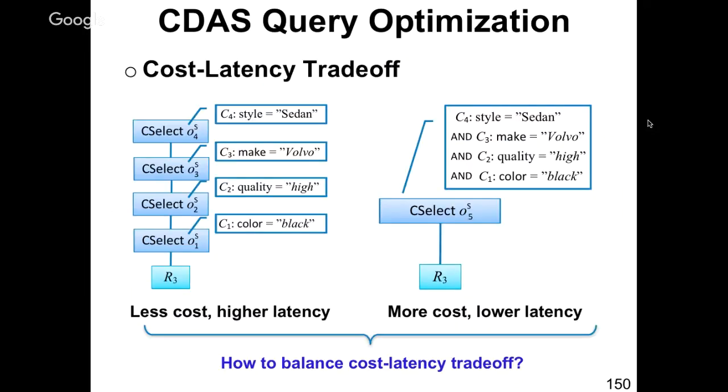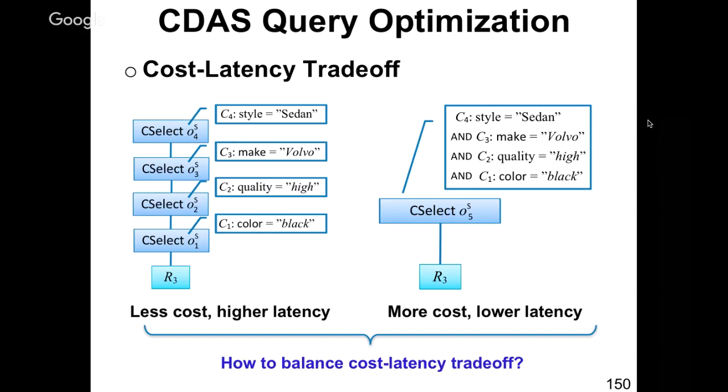Here are some details. The idea of these selection queries is to balance between the cost and the latency. One extreme case is just a sequential plan, where we ask these query conditions one by one, each in an individual run. For this plan, we may save the cost, but the latency could be quite high.